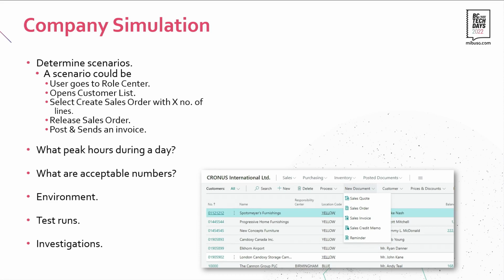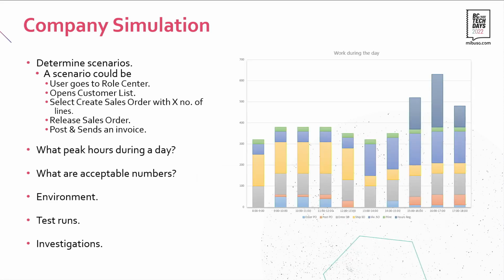In this case, I just said, okay, they're going to release the sales order and then they're going to post and send an invoice. Maybe not that typical, maybe it is, but at least it's a scenario end-to-end, right? It represents a user. And then another thing to consider is what are the peak hours during the day? Because I would say probably in most cases, you would have something, this may not be super realistic, but as an example, you can think about it.